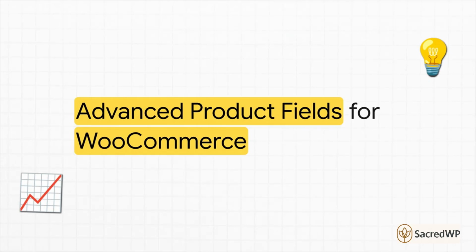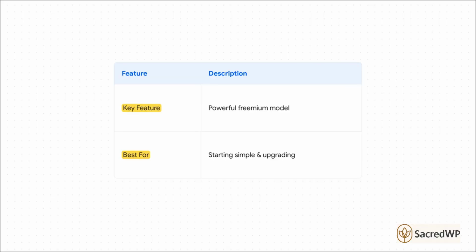In our number 3 spot is Advanced Product Fields for WooCommerce. You should think of this one as the smart, scalable choice. What really makes this one stand out is its awesome freemium model. The free version is surprisingly powerful. It can handle things like text inputs or color options with no problem. But as your business gets bigger, you can upgrade to unlock the really advanced stuff, like conditional logic or complex pricing rules. It's just a fantastic, low-risk way to let the tool grow with your business.